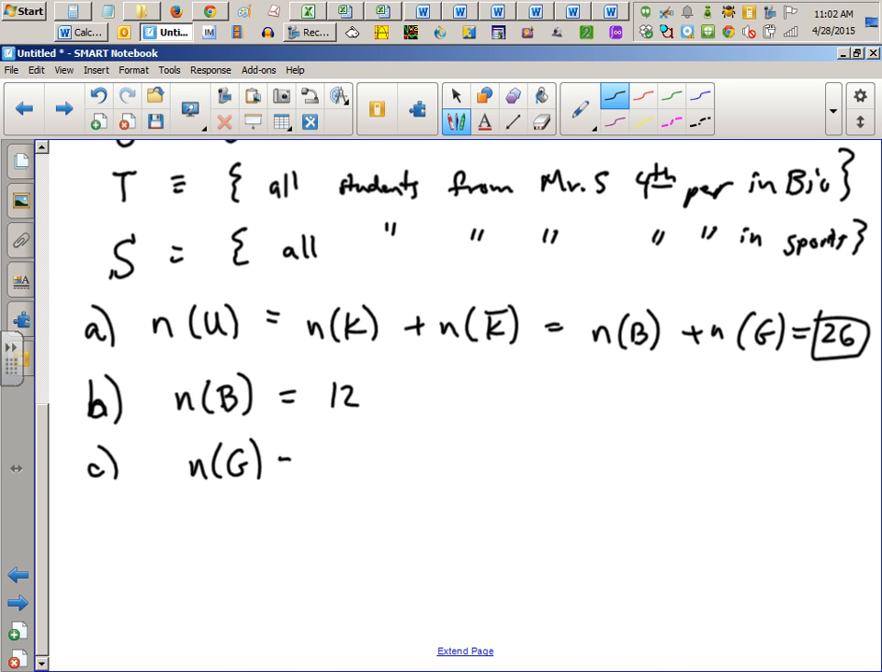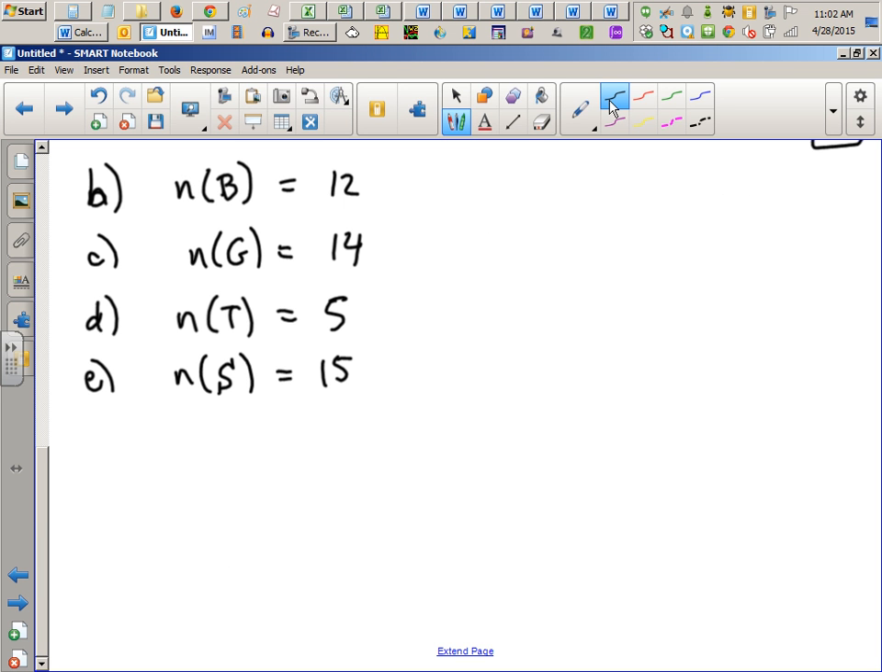Number of elements in set G is what? 14, right? Number of elements in the tough class, AP Bio, is 5, right? Number of elements in the sports category is, how many people playing sports did we say? 15, right?